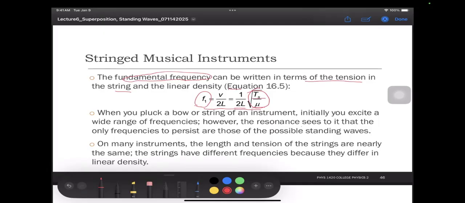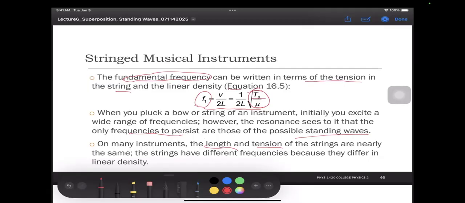However, resonance says that the only frequencies to persist are those of the possible standing waves. This is a situation like when you pluck a string of an instrument. Initially, you accept a wide range of frequencies. However, the resonance says that the only frequencies to persist are those of possible standing waves. Only those standing waves will persist.